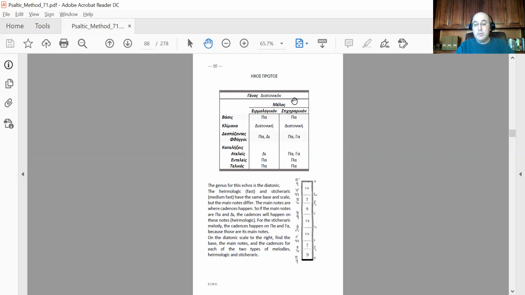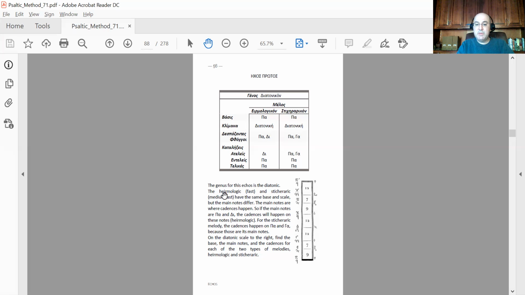Under melos or melody, we have ειρμολογικόν and στιχηραρικόν, because sometimes the elements, especially the καταλήξεις of each note, differ according to whether the melos is ειρμολογικόν or στιχηραρικόν. For some modes it makes no difference. For some modes it does make some difference. Okay, let's take a look at first hijos.